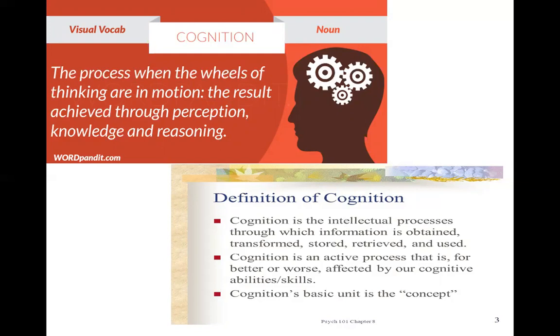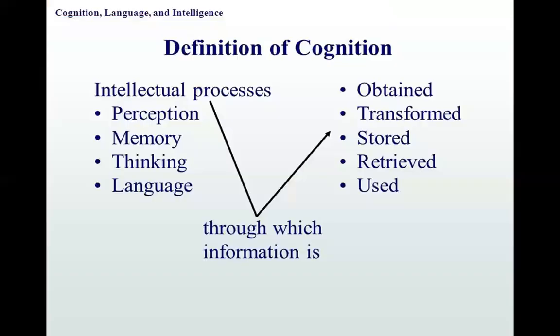Cognition is the intellectual process through which we try to acquire information. We obtain information with our senses, with our thinking skills. We try to obtain information, and according to our needs, we try to transform that information, which is stored in our brain. So we want to use the information whenever we need it. We can say cognition's basic unit is the concept. To define cognition again, information is obtained, transformed, stored, retrieved, and used.